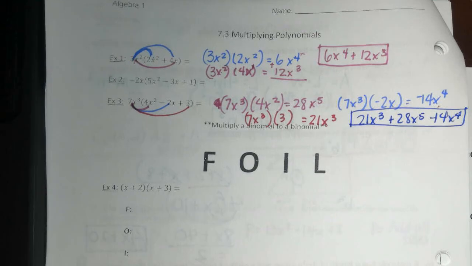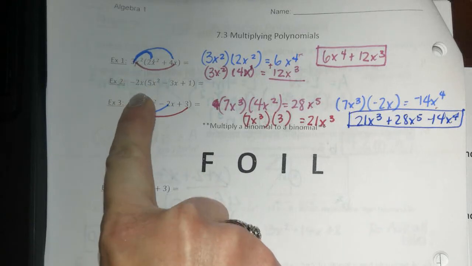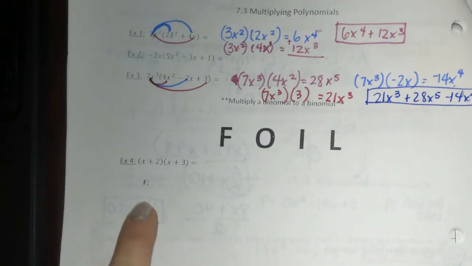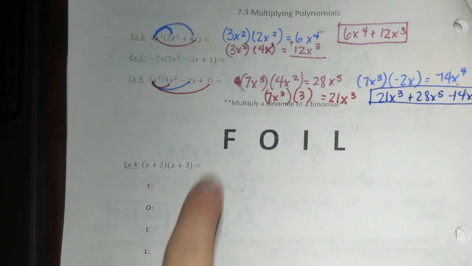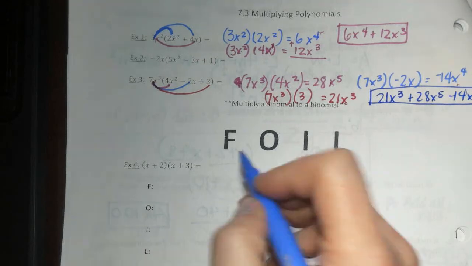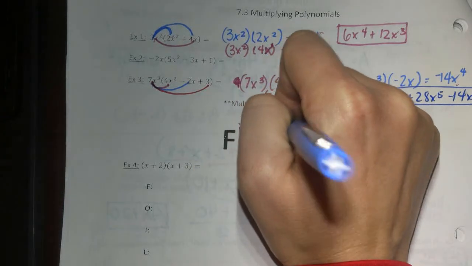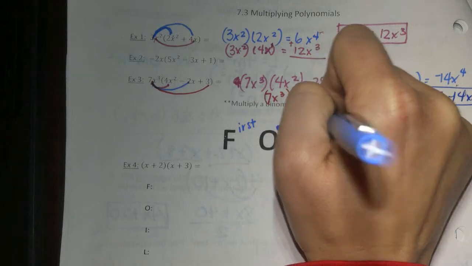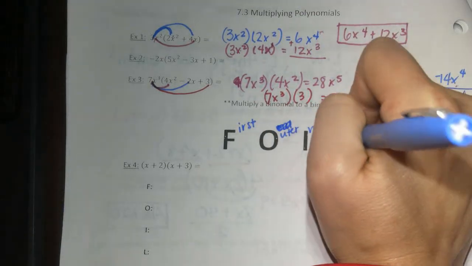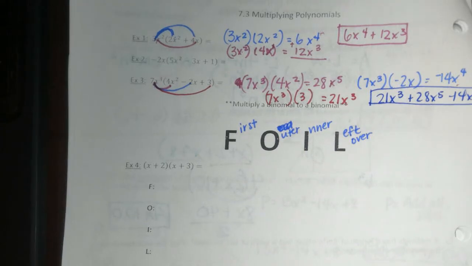Okay? All right, so let's just talk about this. All we've done here is we've had monomials that we've been multiplying. But what happens when you have binomials? You have 2 terms times 2 terms. We have to use a method called the FOIL method. And FOIL is an acronym, and it stands for first, outer, inner, and last. First, outer, inner, and last.